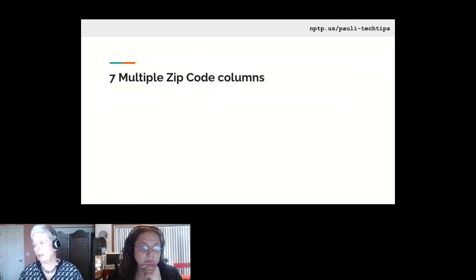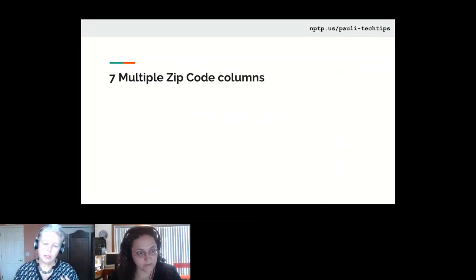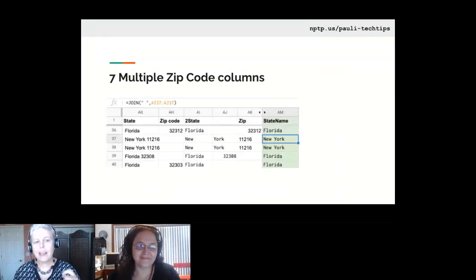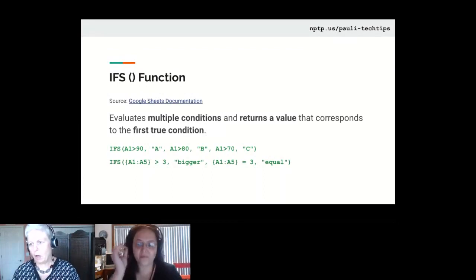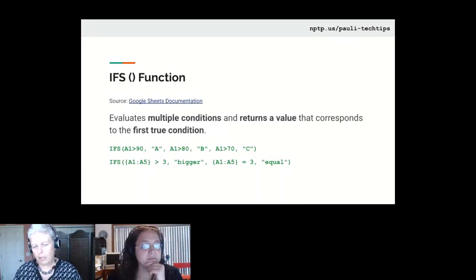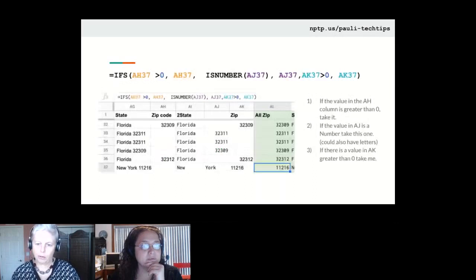So what I already mentioned is that we have 3 columns with zip codes, and 1 column, AJ, actually has words and numbers. So let's tackle that. And you guessed it, we will add another column and then combine this with an ifs function. So the ifs function evaluates multiple conditions and returns a value that corresponds with the first true condition. It looks more complicated than it actually is. So we evaluate each zip code column and then do something with it. So the formula is in this all zip column, AL column, and it looks at AH, that's this one.